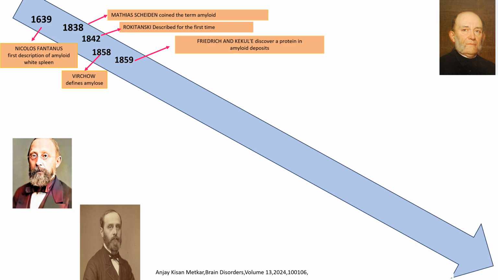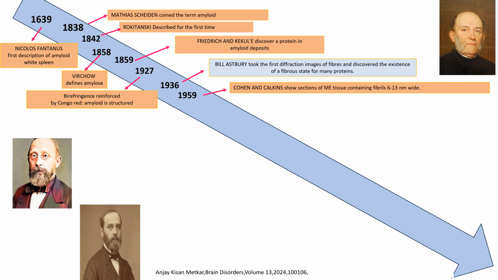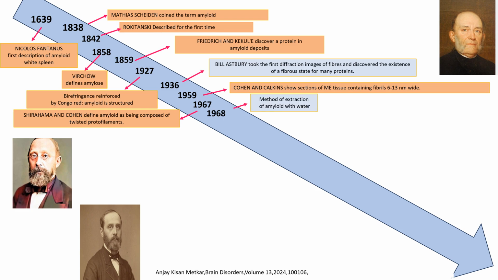1859, Friedreich and Kekulé discovered a protein in amyloid deposits. 1927, birefringence reinforced by Congo red shows amyloid is structured. 1936, Bill Astbury took the first diffraction images of fibers and discovered the existence of a fibrous state for many proteins. 1959, Cohen and Calkins showed electron microscopy sections of tissue containing fibers 6 to 13 nanometers wide. 1967, Shirahama and Cohen defined amyloid as being composed of twisted protofilaments. 1968, method of extraction of amyloid with water.